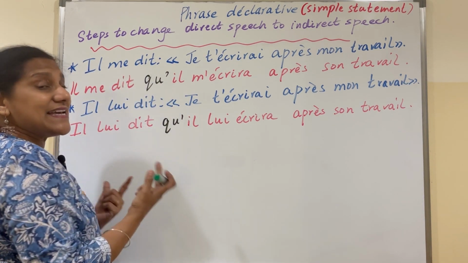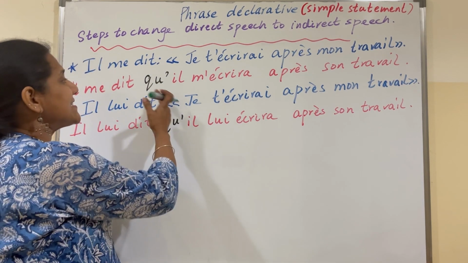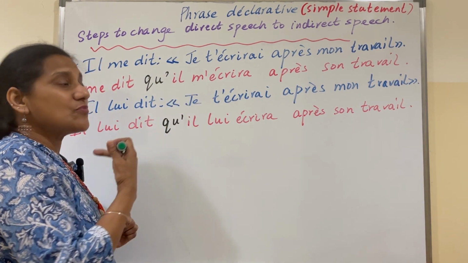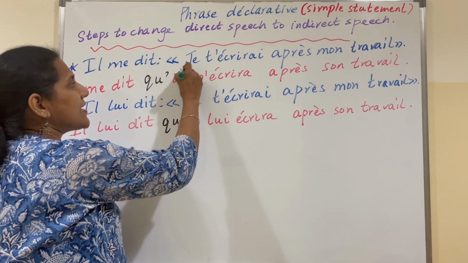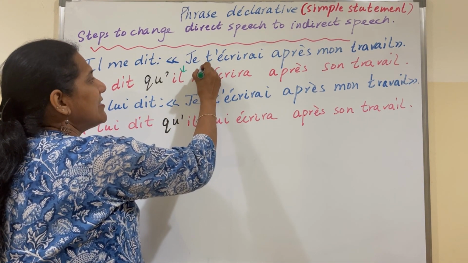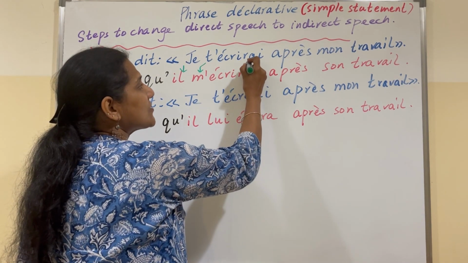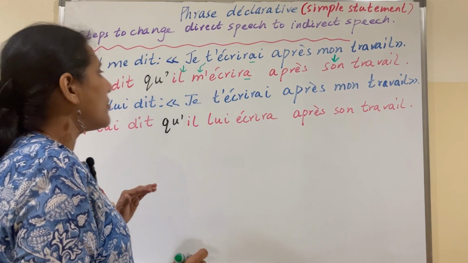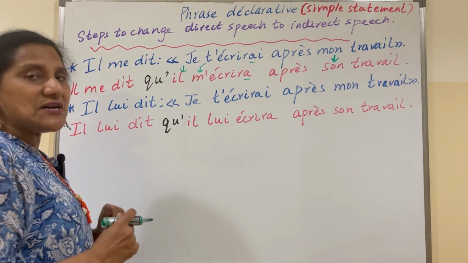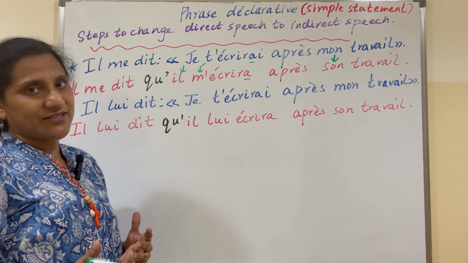So, il me dit, he tells me, I'm going to write to you after my work. So, he tells me that he's going to write to me after his work. So, the je changes to il, t'écrira, writing to you, will become he's going to write to me. The verb conjugation will change and the possessive adjective will become son from mon. So, the answer will be il me dit qu'il m'écrira après son travail.